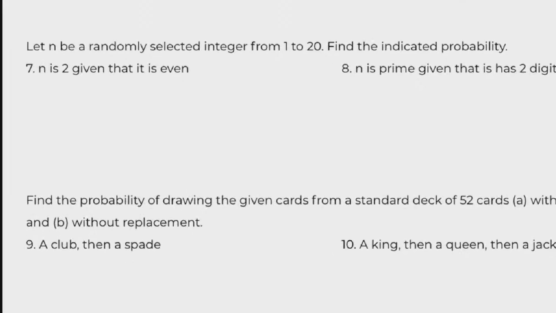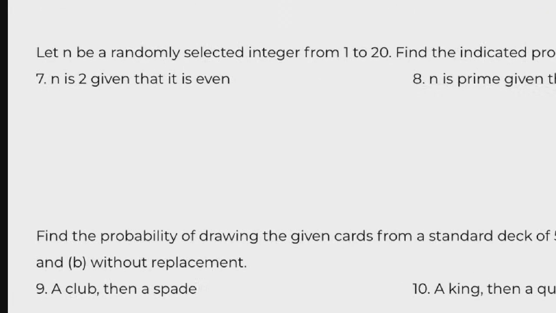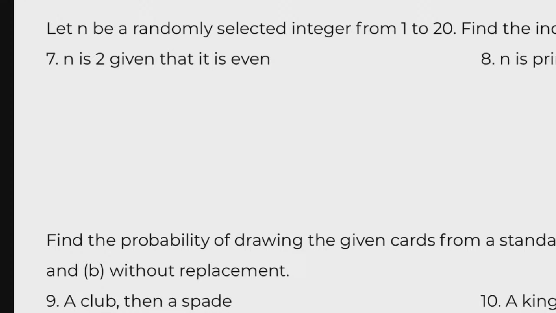Okay, next, let n be a randomly selected integer from 1 to 20. Find the indicated probability. So that means there are 20 numbers that we can choose from, and n is 2 given that it's even.